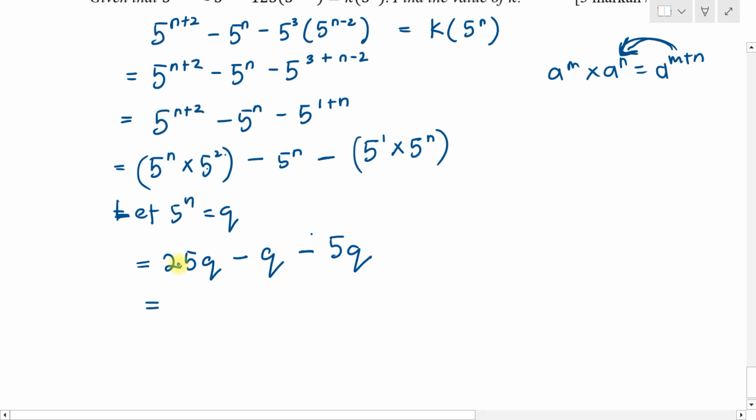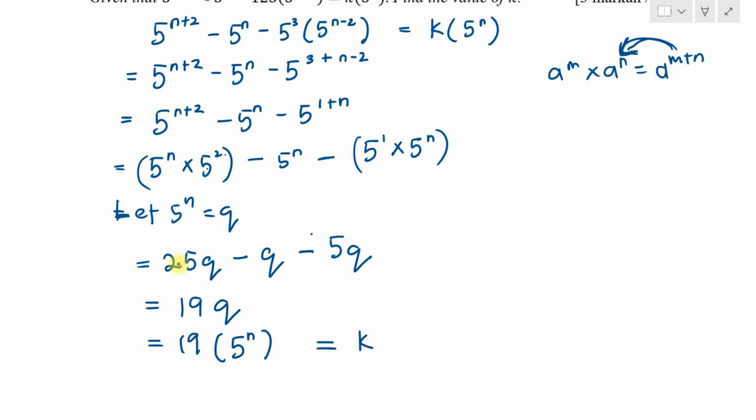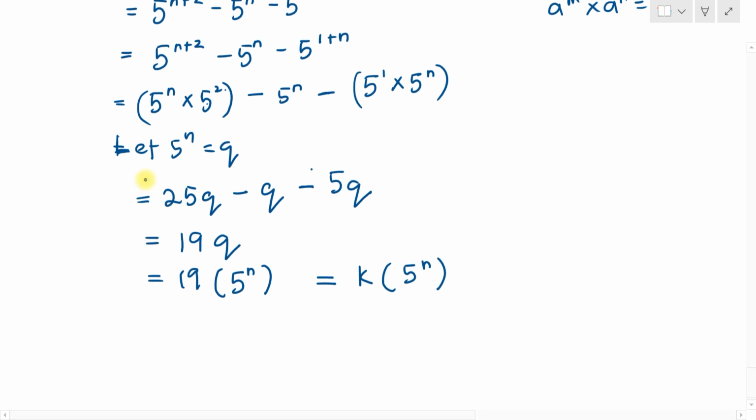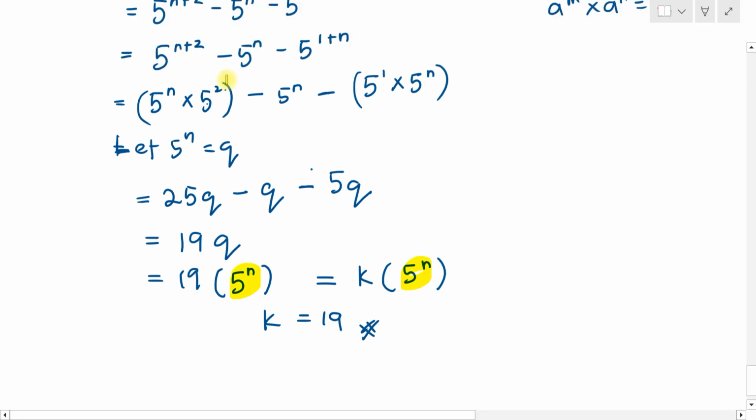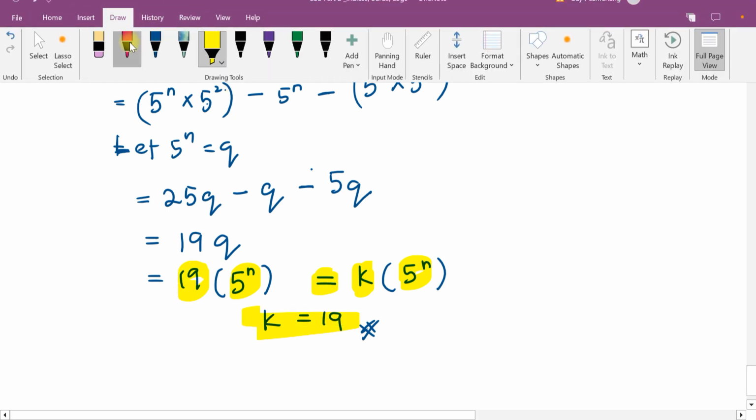So you will get 19Q. And then substitute the Q back. What is Q? Actually 5 power n. This is what we get. What does the question give? k bracket 5 power n, right? Now we compare, k equal to 19. Okay. This one and this one are the same. So k should be 19 since they are equal. Okay. Right. Easy.